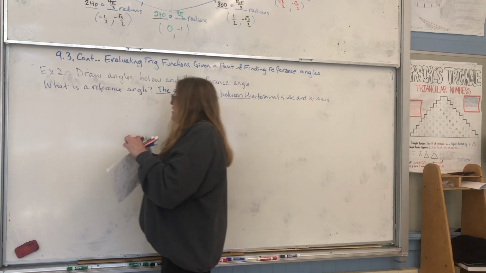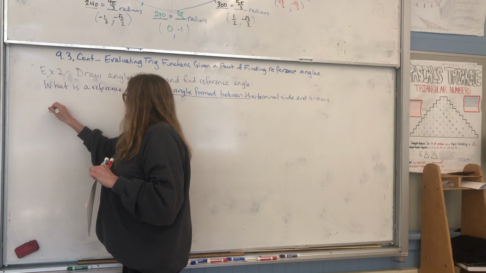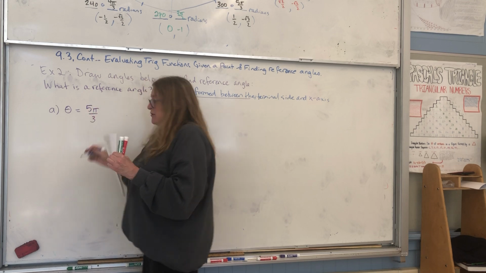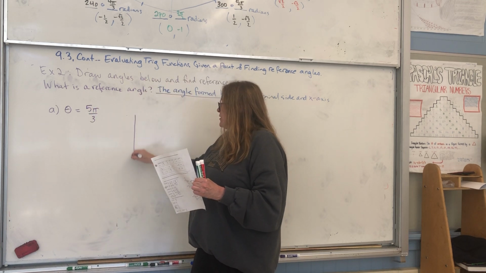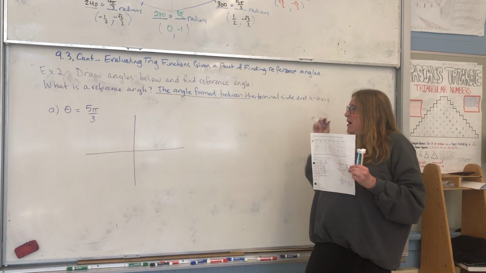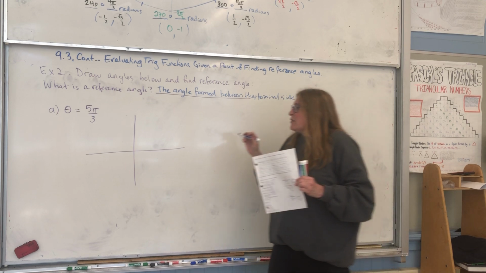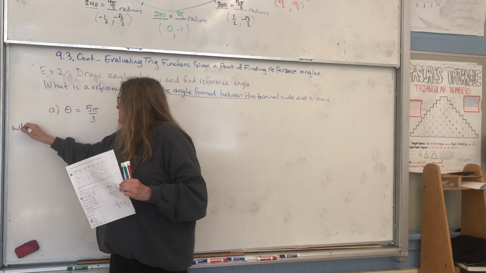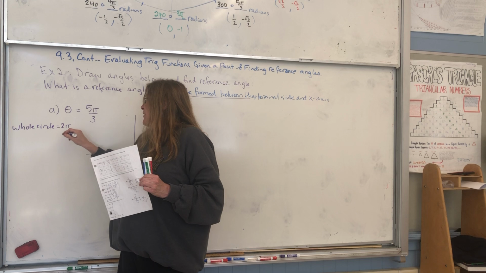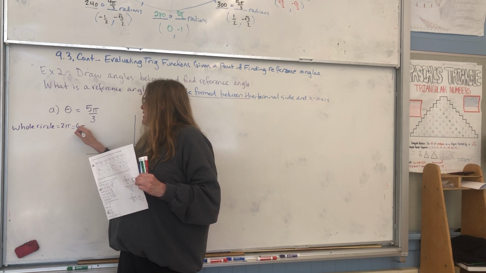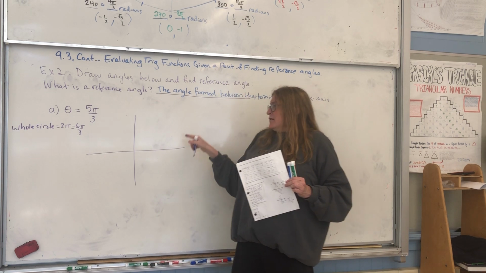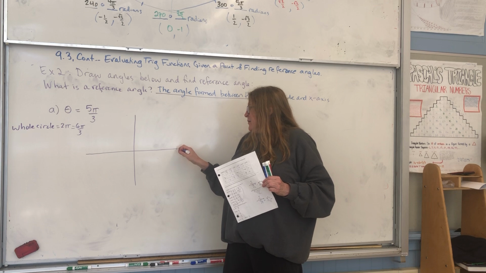It says, draw this angle, theta equals 5 pi over 3. So the first thing I want to do is draw myself a set of coordinates. Okay, guys, where is 5 pi over 3? Well, the whole circle is 2 pi, or another way of saying that is 6 pi over 3. So if I'm going to go 5 pi over 3, that means I'm going to start here.